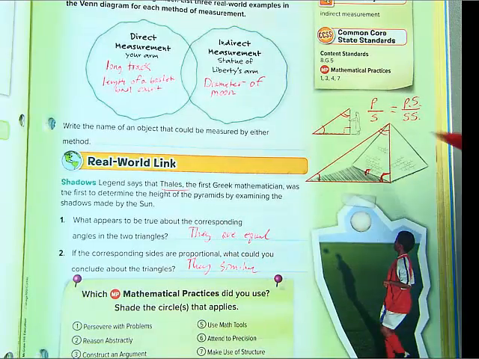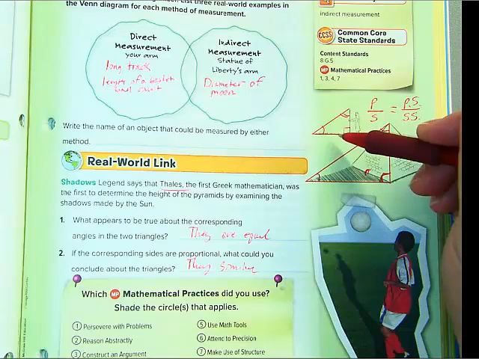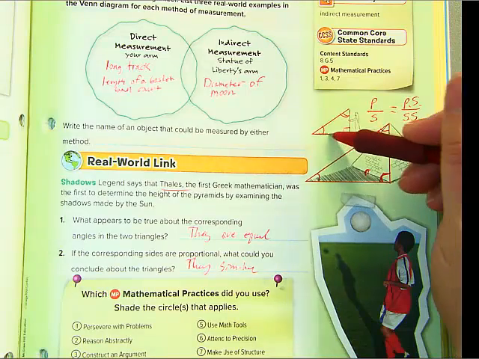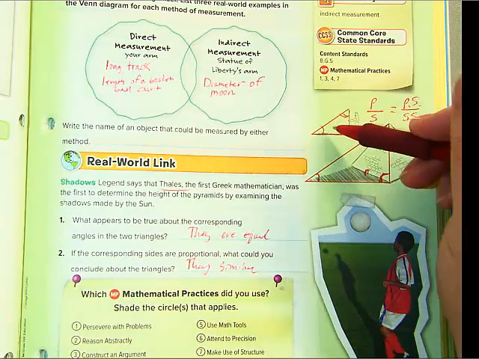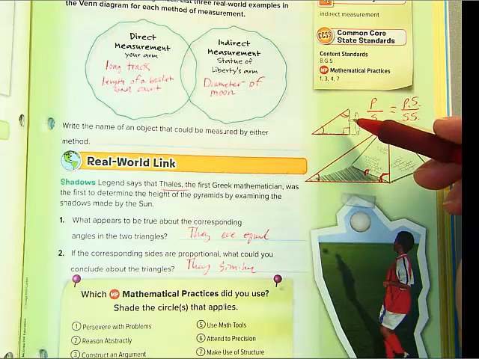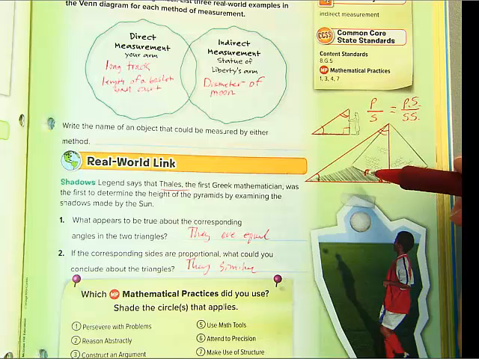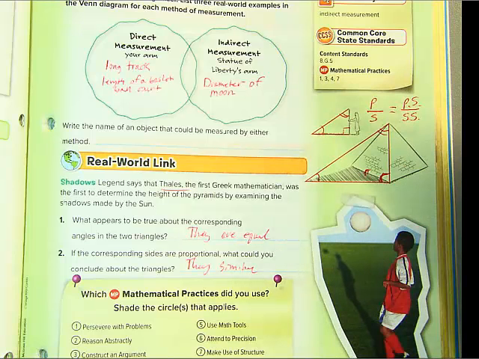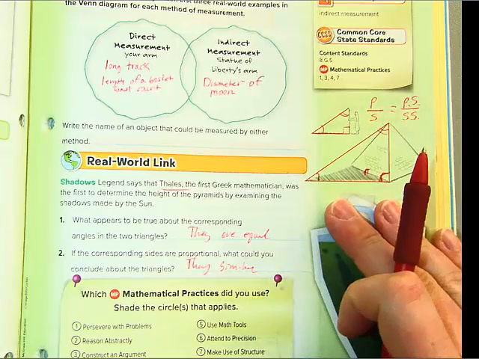So we know that they're proportional because the sun is casting an equal shadow on the stick as on the pyramid, proportionally. The sun isn't going to say, okay, you're a person, I'm going to give you a bigger shadow proportionally than the pyramid. The sun just casts an equal shadow across all things, but how long the shadow is determined by the size of the object. But it is a proportional shadow, all right?